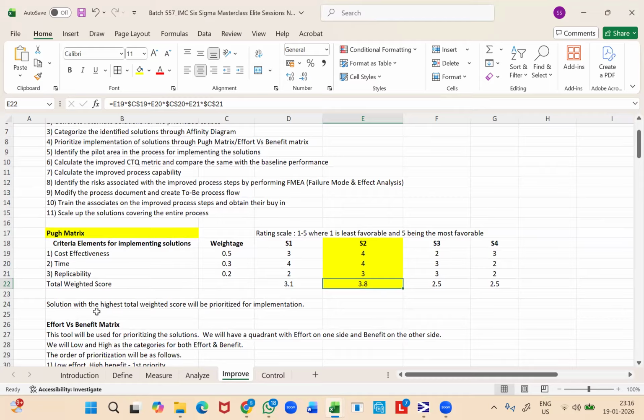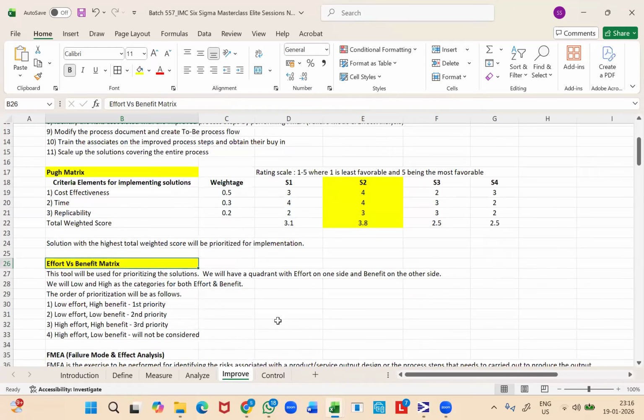So another tool that would help us to prioritize implementation of solutions is the effort versus benefit matrix, right? So this is similar to our control impact matrix. The control impact matrix will be used for prioritizing the causes, but the effort versus benefit matrix will be used for prioritizing the solutions, right? So what we will do is again construct a quadrant. On one side of the quadrant, we will have the effort, and on the other side of the quadrant, we will have the benefit.